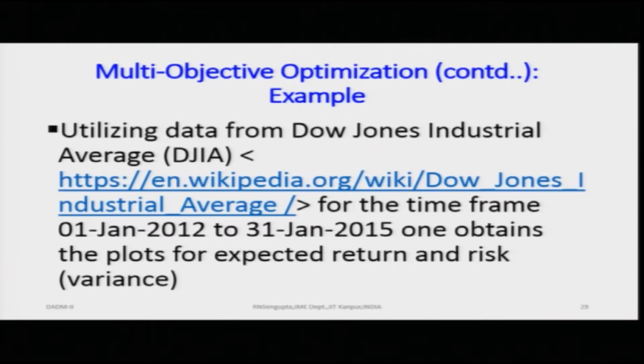Now, based on that, what we do is that we analyze the data, and you have to optimize this problem. Utilizing the data for the Dow Jones Industrial Average, which we take from Wikipedia, it is easily available, and we take the time frame from 1st January 2012 to 31st January 2015, and we formulate the portfolio based on the fact that you want to maximize R star and minimize sigma squared star, subject to the constraints as mentioned. Again, one would be that the initial investment which I am making should always be less than or equal to the final investment value which I get.